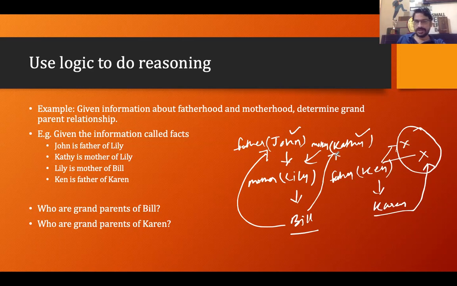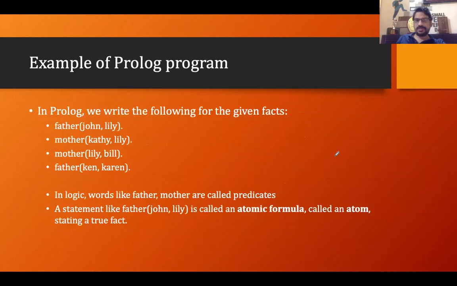Now how can we represent it? So this is my logic. And how can we represent it using Prolog? In Prolog, we have to give facts like father, John, Lily. So how can we interpret it? John is a father of Lily. Kathy is a mother of Lily. Lily is a mother of Bill. Kane is a father of Karen. So these are the facts that I'll put in the Prolog.